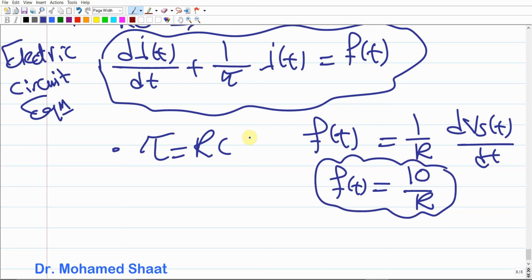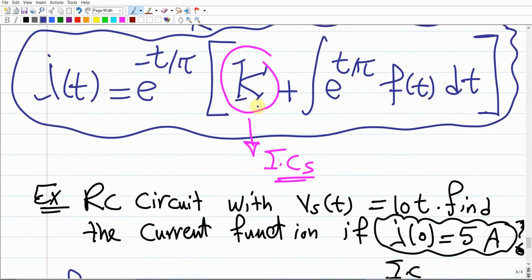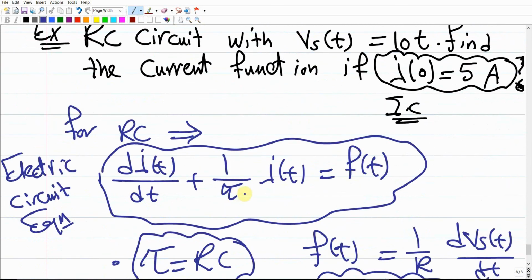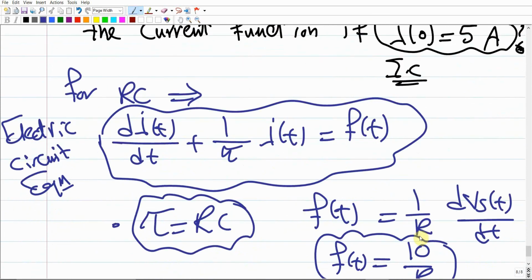It is just a constant value, and tau is just a constant value. Why is it constant, not a function of time? Because R is already a constant. Then simply you can find the solution. Whatever the value of tau and whatever the value of the force f(t) is, plug these values into this equation and you end up directly with the total current.